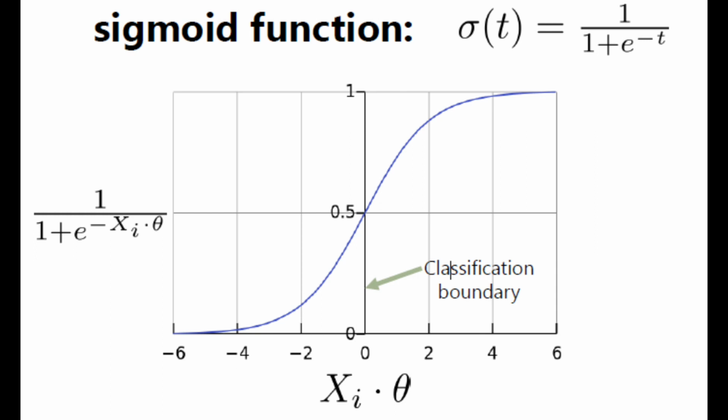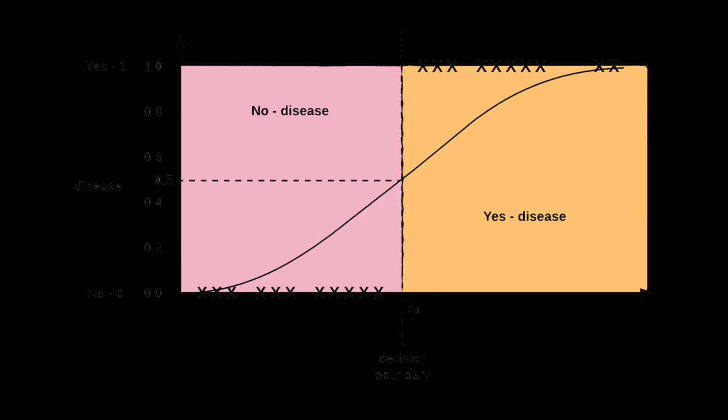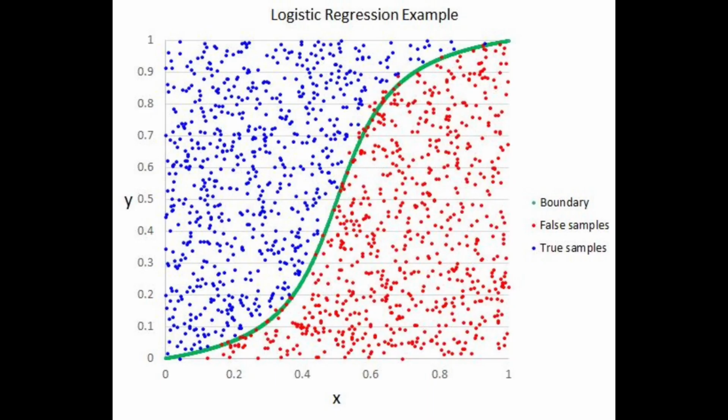The sigmoid function is also used in machine learning to calculate the probability of a particular class. For example, the sigmoid function can be used to calculate the probability of a patient having a disease, where 0 represents no disease and 1 represents disease. The sigmoid function is a key component of logistic regression, which is a type of machine learning algorithm that is used to predict binary values.